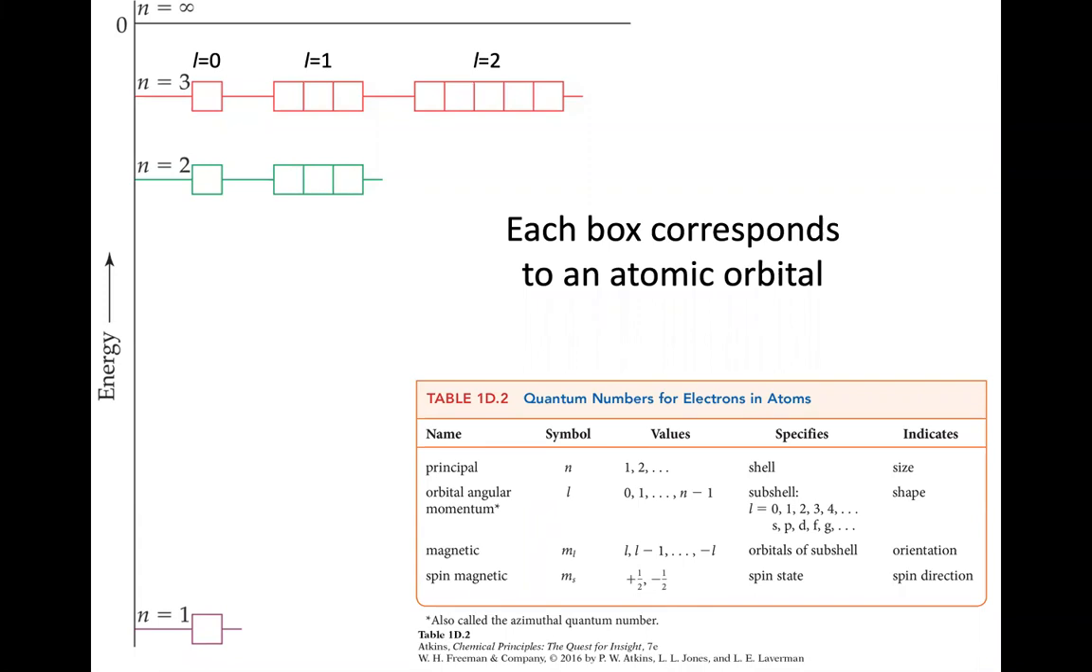Okay, so if hydrogen only has one electron, shouldn't it just be 1s? Why are we talking about n equals 2 and then n equals 3? I love it. Great question.